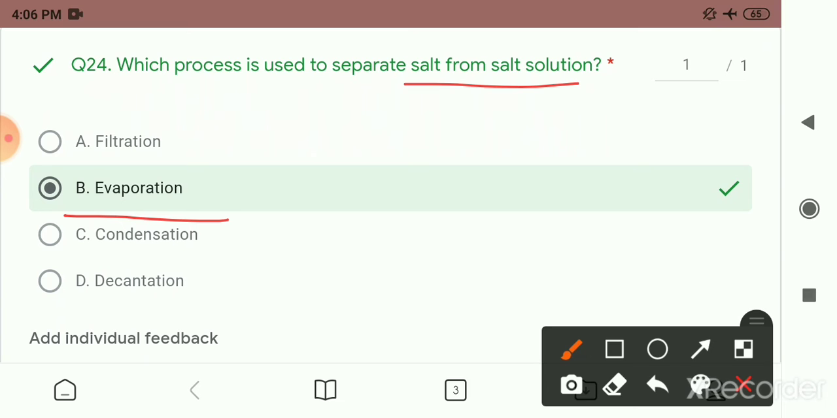To get salt from the salt solution, we have to heat, we have to boil that solution. So that's why the water will get converted into water vapor. So at the end we can get the salt from the salt solution. So for this, the evaporation method is used to separate salt from the salt solution.